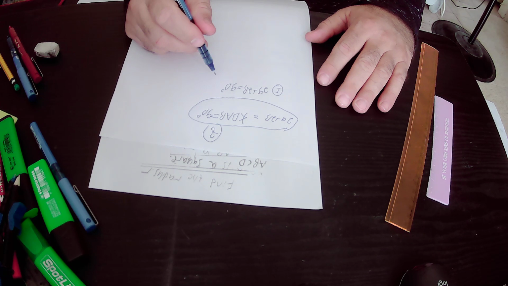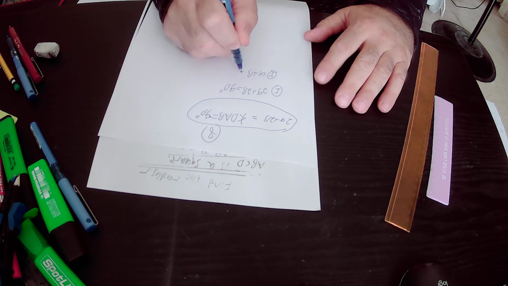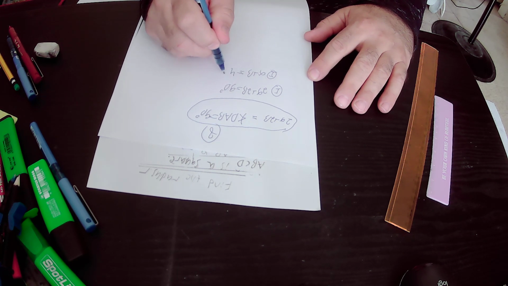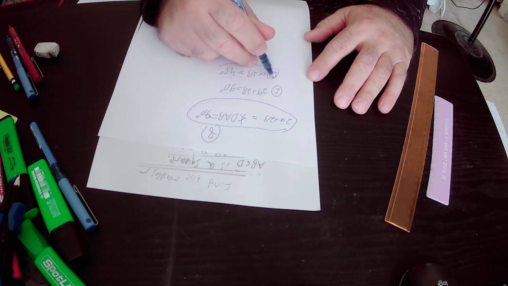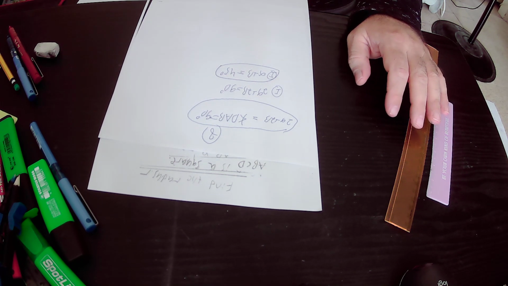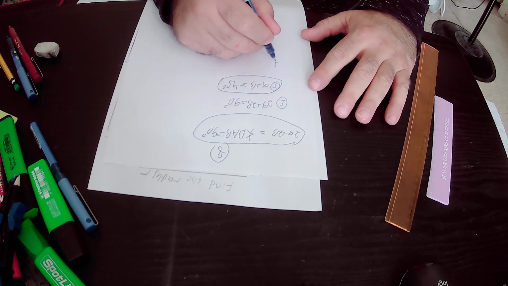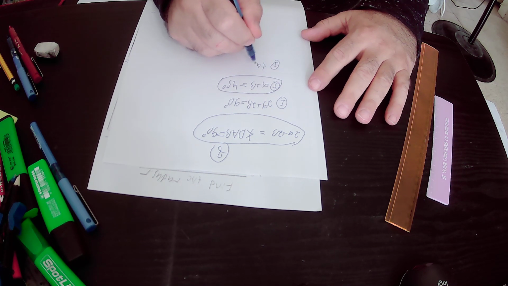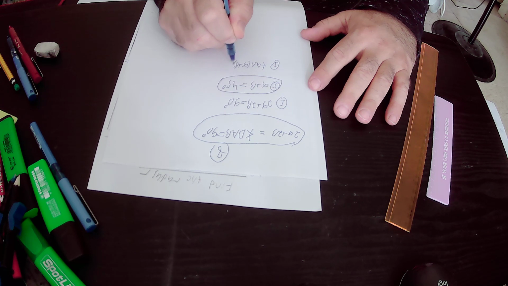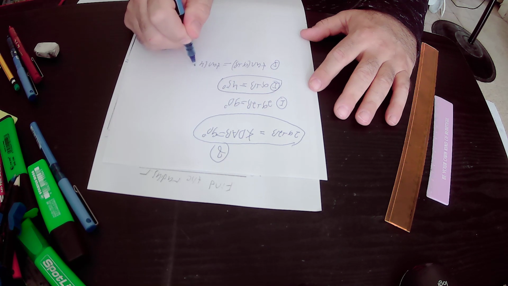We will divide equation number 1 by 2, and we will get that alpha plus beta equals 90 degrees over 2, which is 45 degrees. According to equation number 1, alpha plus beta equals 45 degrees. But if alpha plus beta equals 45 degrees, then tangens of alpha plus beta will be equal to tangens 45 degrees. Very simple. So, according to equation number 1, tangens alpha plus beta equals tangens 45 degrees.